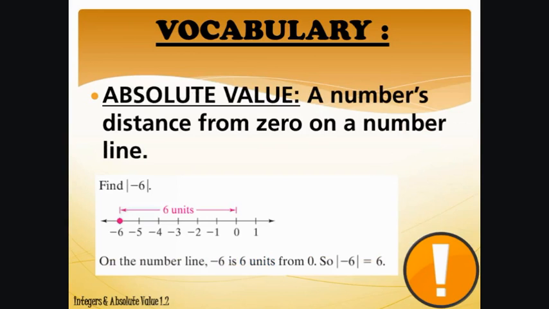You also heard in the focus about absolute value. Absolute value is a number's distance from 0 on the number line. So, if we take a look at this example, we're asked to find the absolute value of -6. And these lines that are surrounding the value -6 mean absolute value. So we need to find the distance that -6 is from 0 on the number line. On the number line, -6 is 6 units from 0. So the absolute value of -6 is equal to 6.